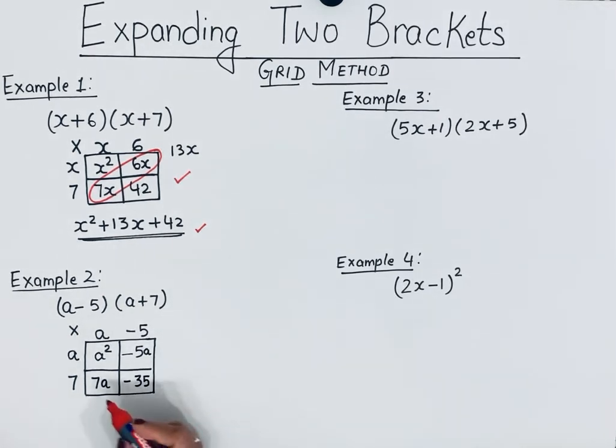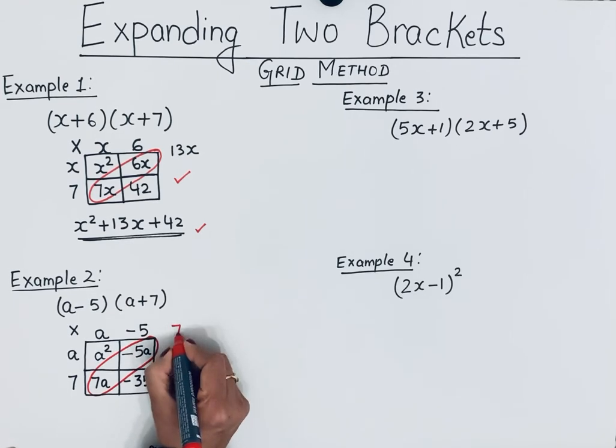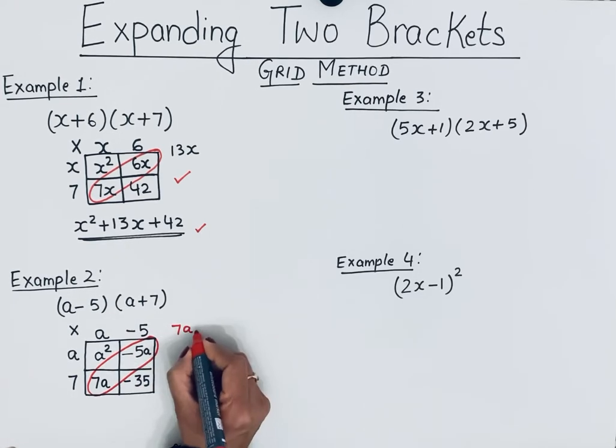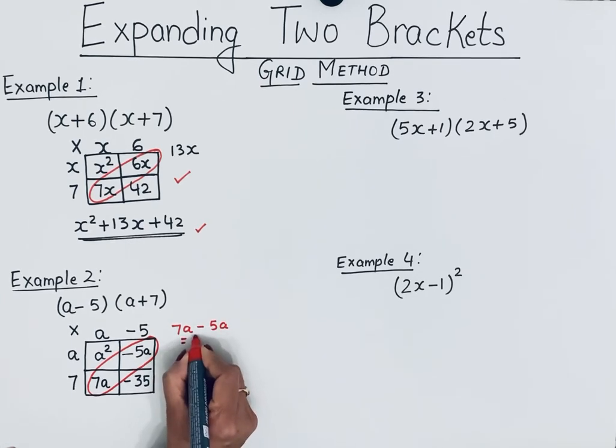Now if we look at the terms in the diagonal, 7a and negative 5a, these 2 are like terms because they both have the same variable a. So we have to simplify it. Let's do that. So 7a, I'll write it separately. 7a minus 5a, which is equal to 2a.